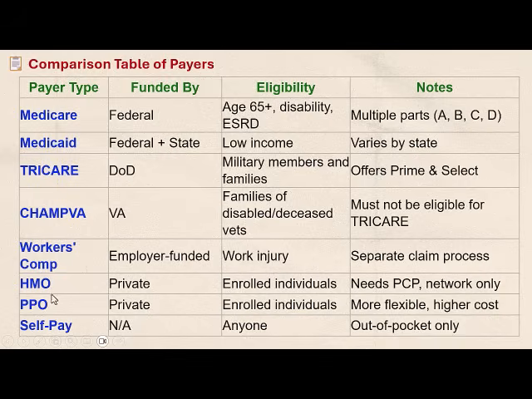HMO and PPO are the private funds. They are for enrolled individuals. HMO needs PCP and networks only. PPO is more flexible and higher cost. Self-pay is not applicable, it's self-funded. Anyone can get it. They have to pay out of pocket.